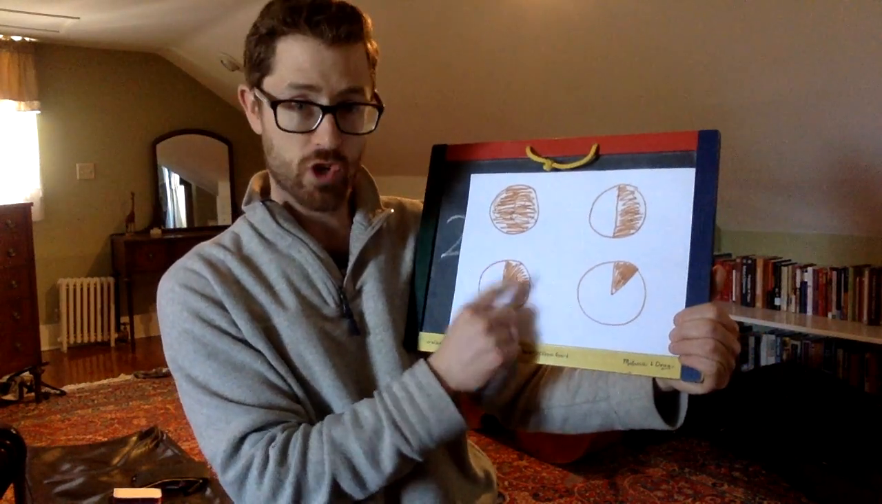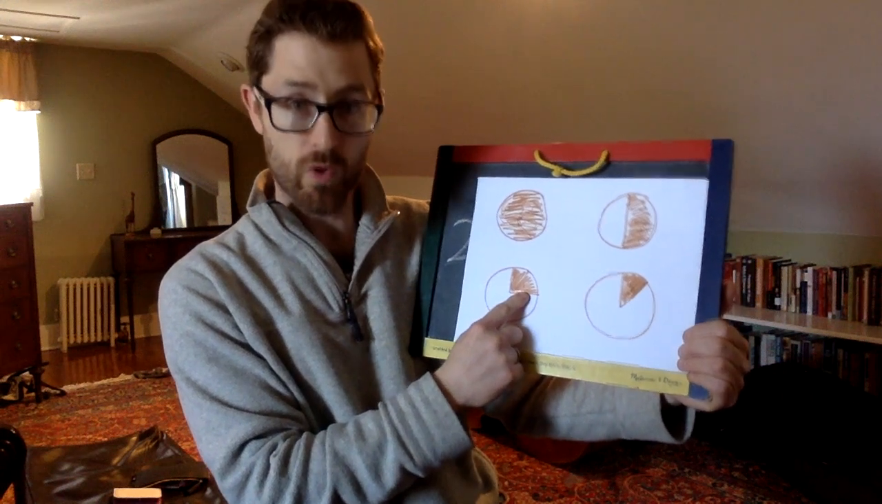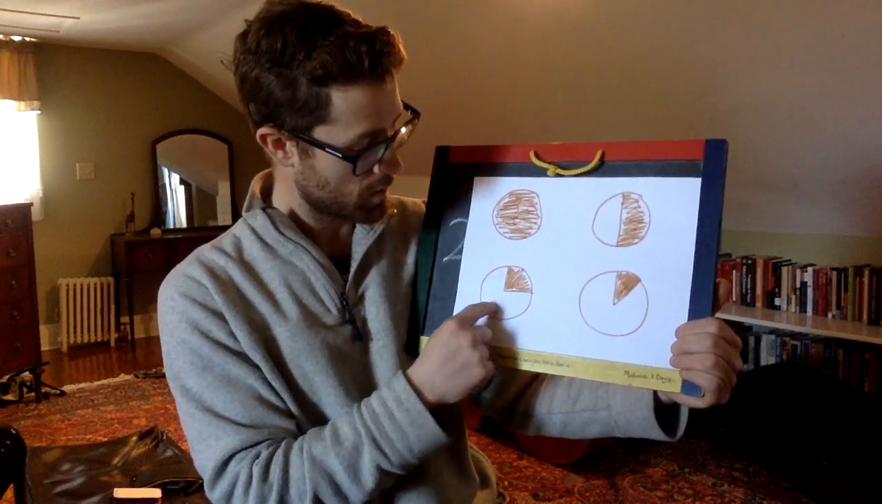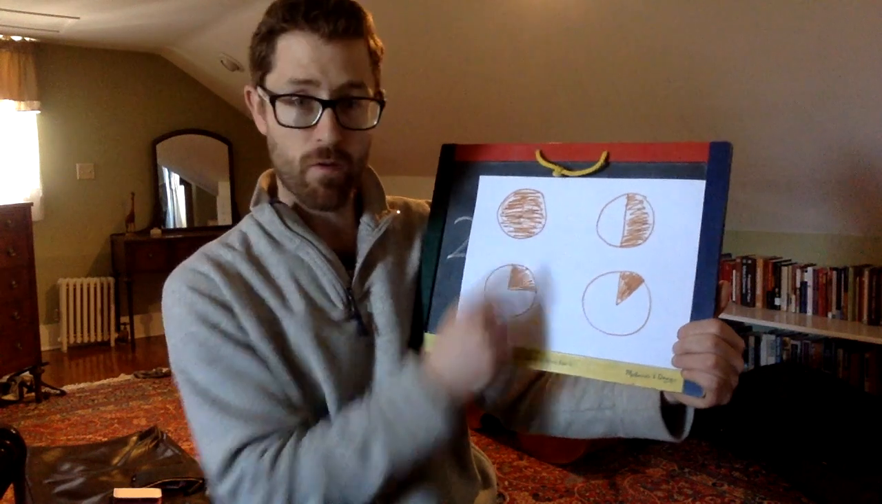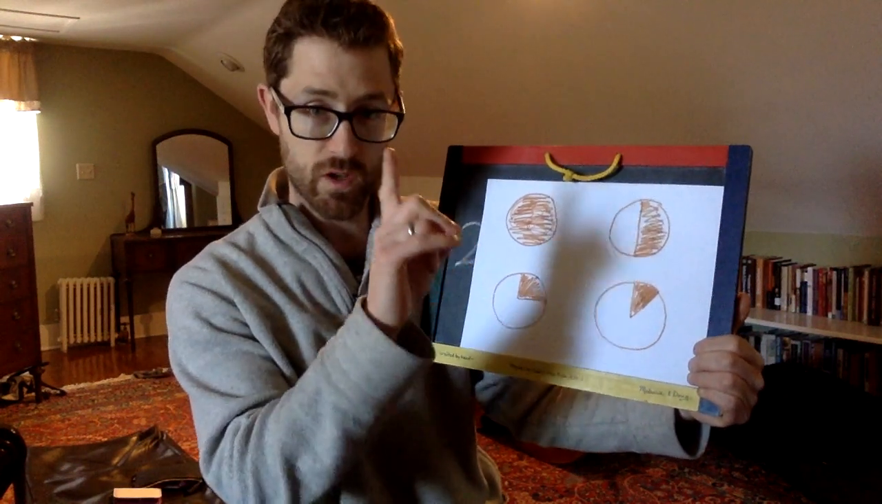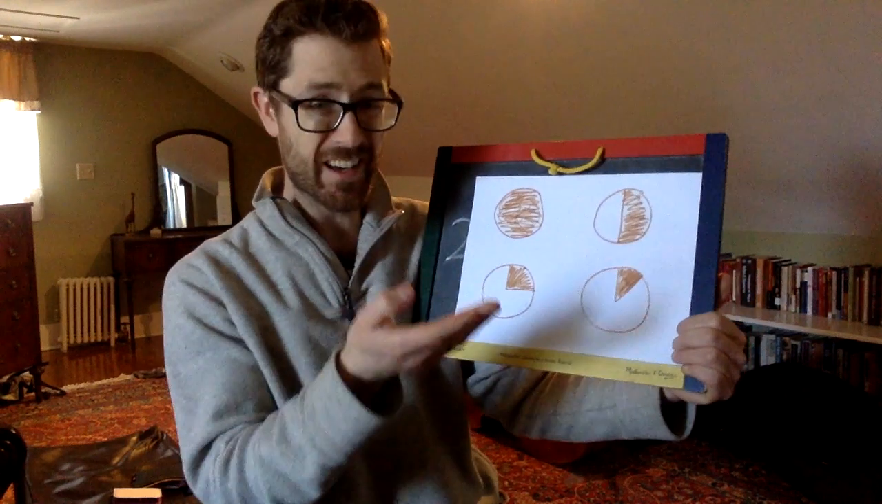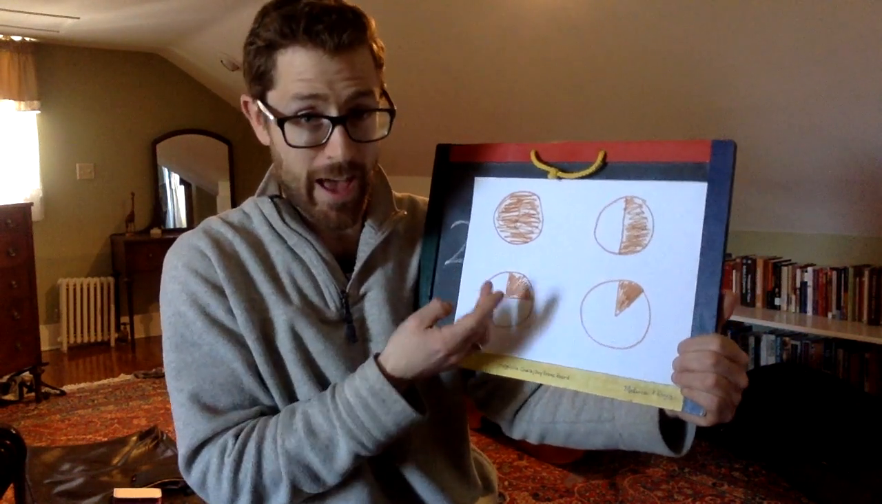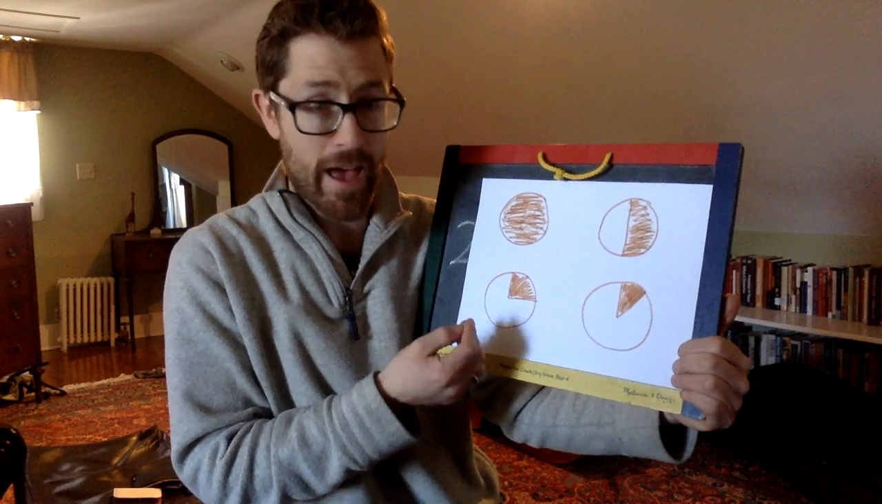And I'm going to charge you $1 for that quarter of the pizza, because 1 plus 1 plus 1 plus 1 is 4. It adds up to 4. So that's a quarter of the pizza. I'll charge you $1.